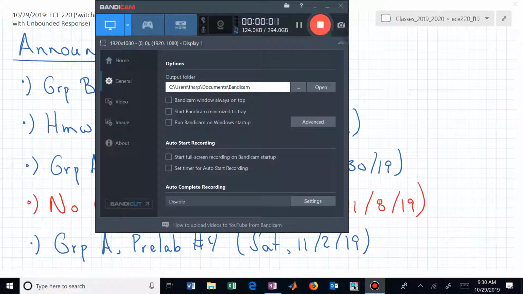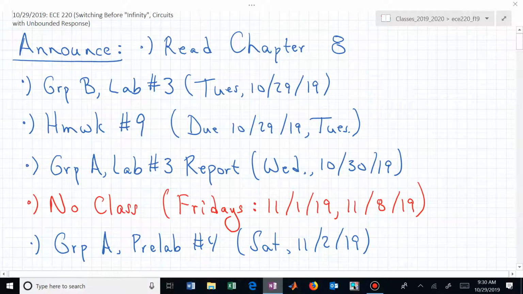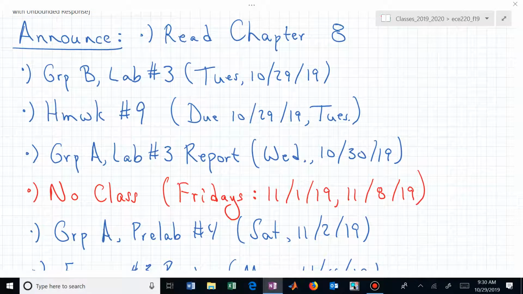Welcome back to ECE 220. Tomorrow we are going to begin RLC circuits, which means now we have two energy storage devices.